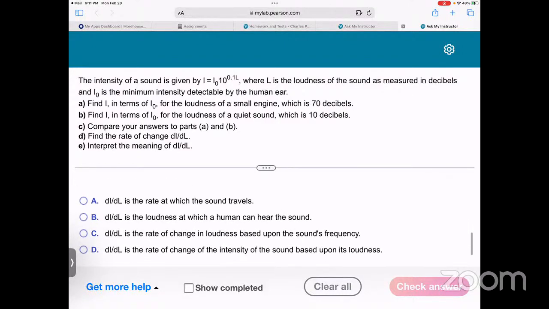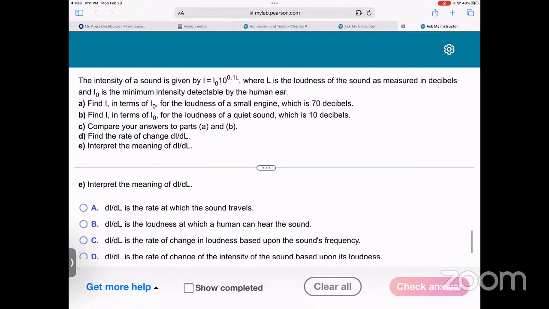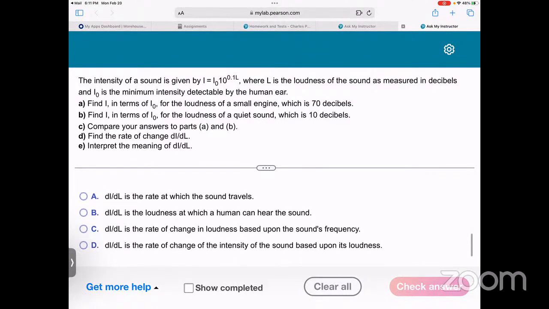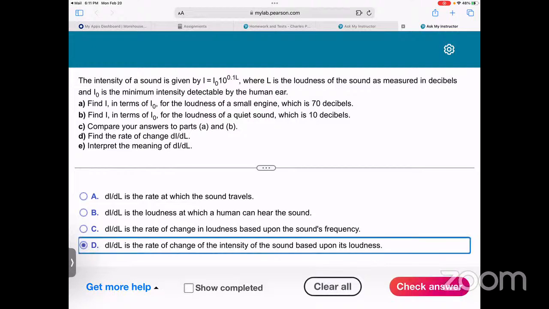with respect to L. That's how the intensity changes as we increase by 1 decibel. Is it the rate at which the sound travels? No. Is it the loudness at which a human ear hears? No. Is it the rate of change of the loudness based upon the frequency? Is it the rate of change of the intensity based upon the loudness? Yes, let's go with D. That one sounds accurate. Okay.